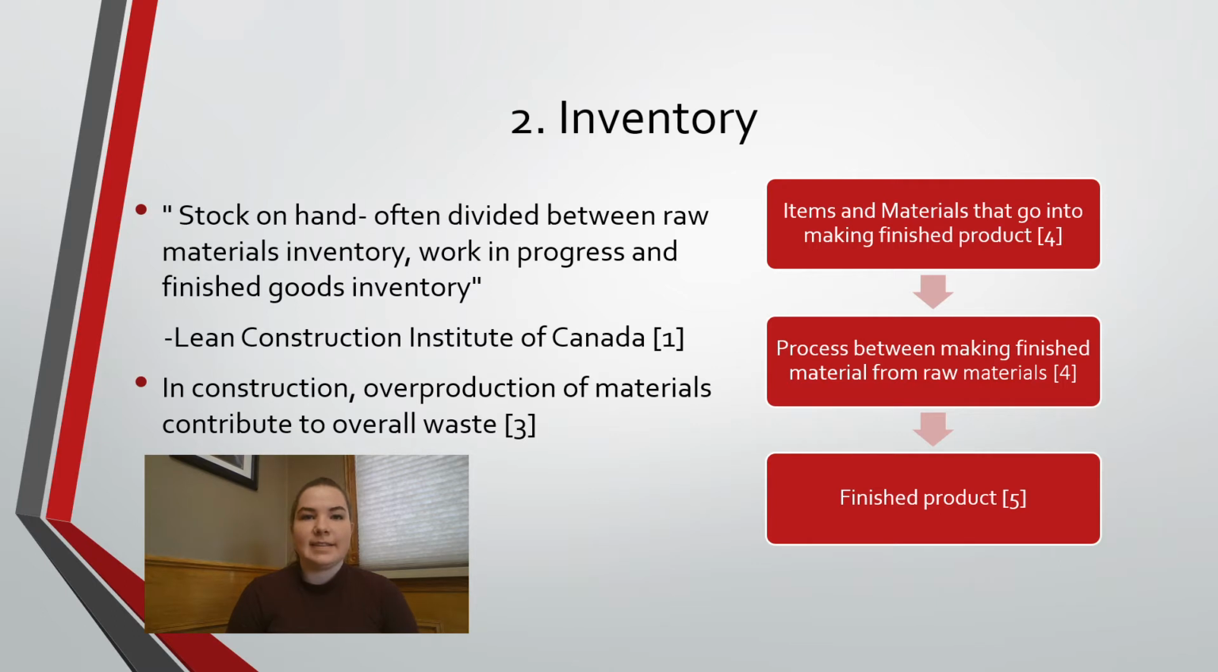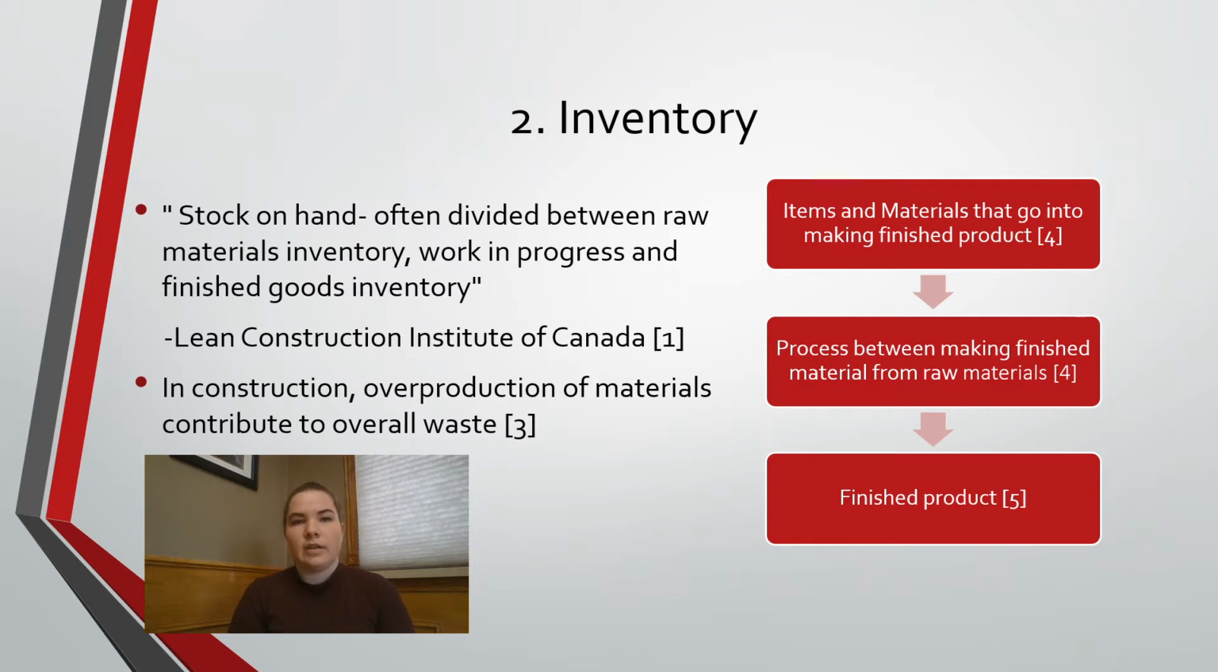Inventory is defined by the Lean Construction Institute of Canada as stock on hand, often divided between raw materials inventory, work in progress, and finished goods inventory. Raw materials are the individual products that go into making the finished product. Work in progress materials are between raw materials and finished goods inventory, which are the final products, the final step of the assembly line.